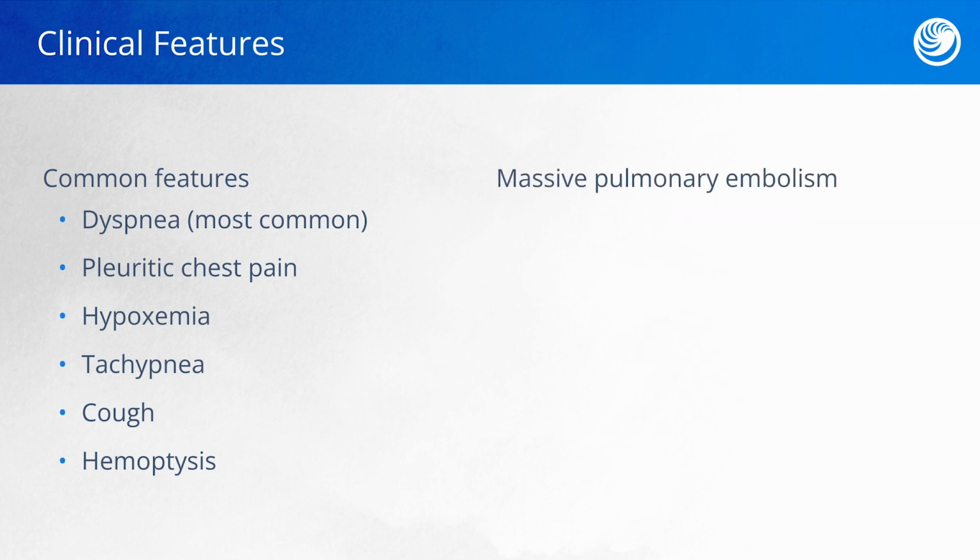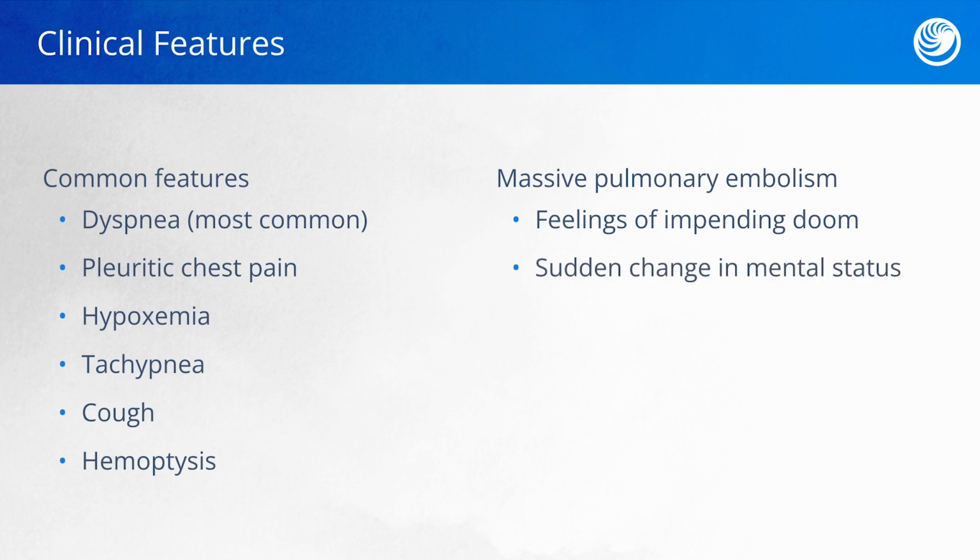Finally, if a client's having a massive pulmonary embolism, especially if the entire artery is occluded, they're going to have a feeling of impending doom. They're going to be very anxious. They may have a sudden change in mental status because there's not enough oxygenated blood reaching the brain. These clients will also become hypotensive very quickly.